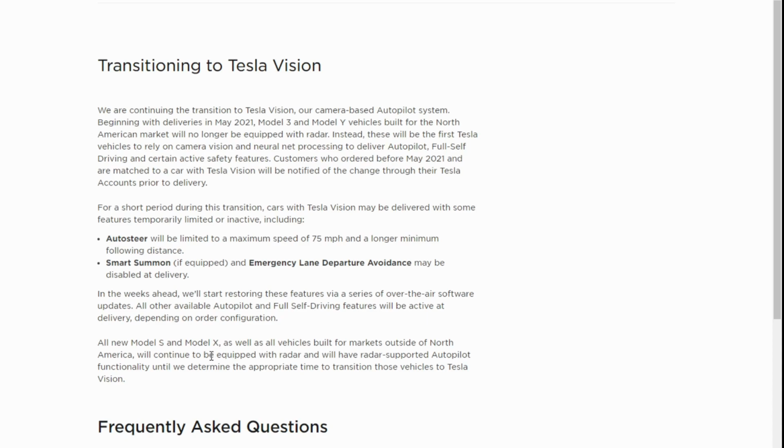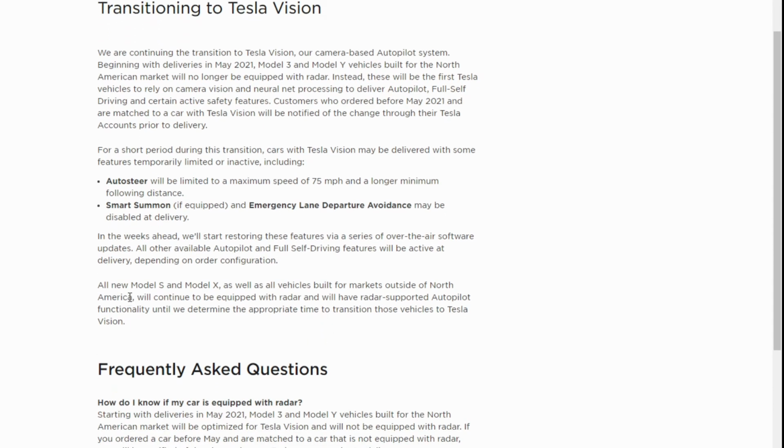So they said, in the weeks ahead, we'll start restoring these features via a series of over-the-air software updates. All other available Autopilot and Full Self-Driving features will be active at delivery, depending on order configuration. All new Model S and Model X, as well as all vehicles built for markets outside of North America, will continue to be equipped with radar and will have radar-supported Autopilot functionality until we determine the appropriate time to transition those vehicles to Tesla Vision.